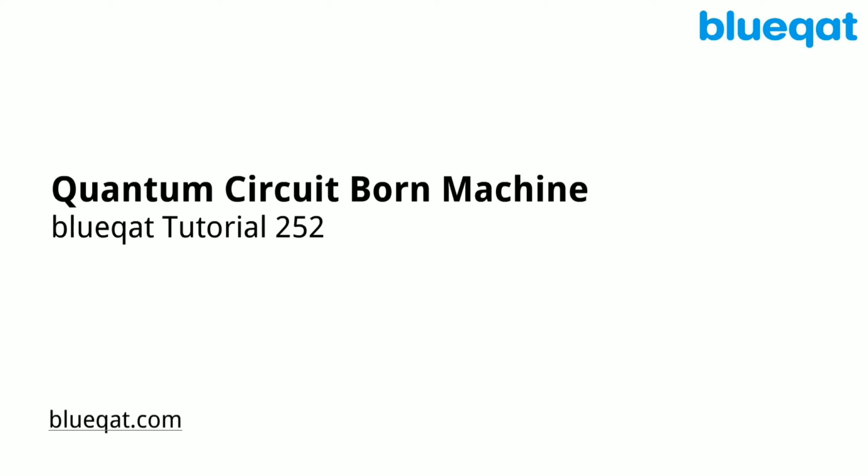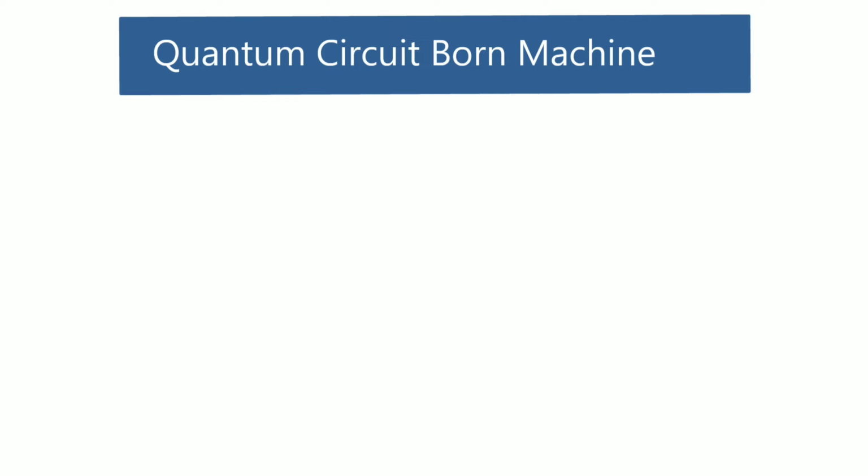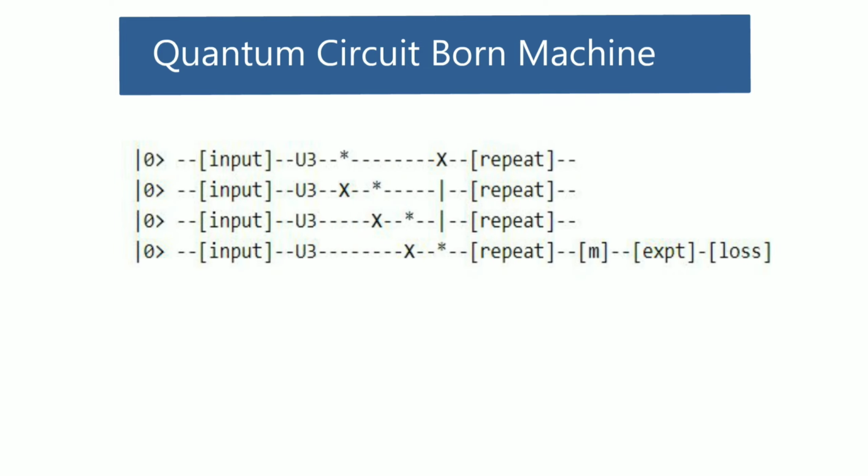In this tutorial we will be learning about the quantum circuit Born machine. The quantum circuit Born machine is a model for learning state vectors for use in machine learning, utilizing arbitrary states of 1 qubit and entanglement of 2 qubits. This time, we'll learn a simple pattern.